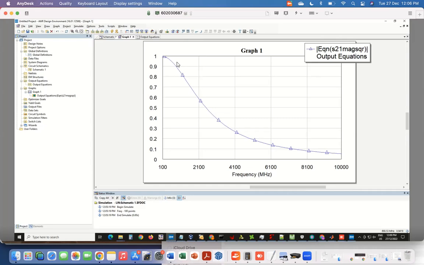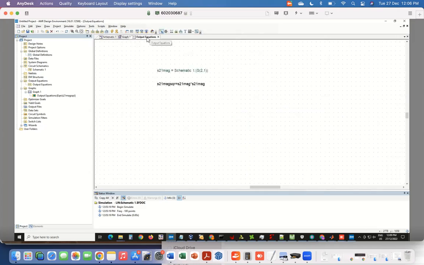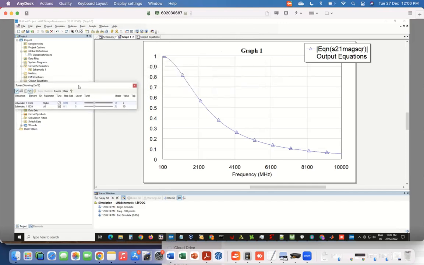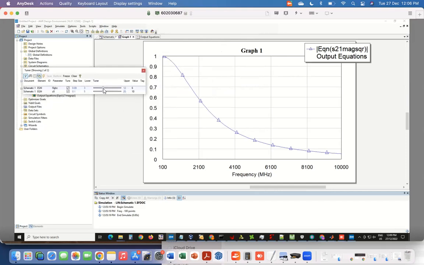That means the cutoff frequency is going to be √2 times the resonant frequency of the circuit. So we'll now put tuners on this. Basically, these are the only two things I can control. And let's see what happens to the shape of this curve. First, I'm going to tune the resonant frequency.